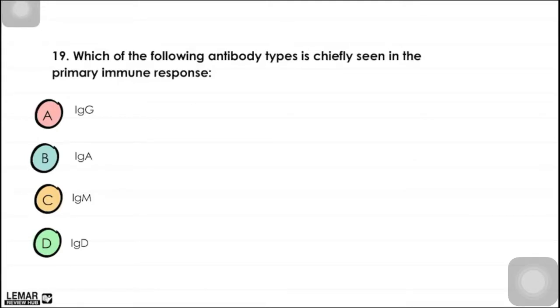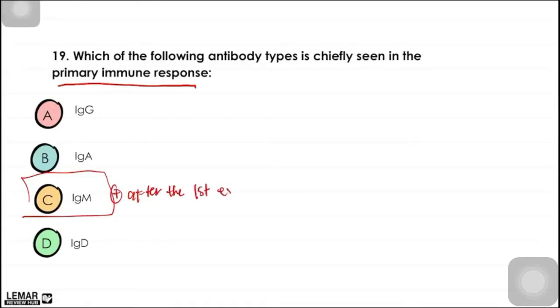Letter A, IgG, B, IgA, letter C, IgM, letter D, IgD. So, we discussed the primary immune response earlier. This is involved with IgM. IgM is the main immunoglobulin seen in the primary immune response, which occurs after the first exposure to an antigen, so present after the first exposure to an antigen.